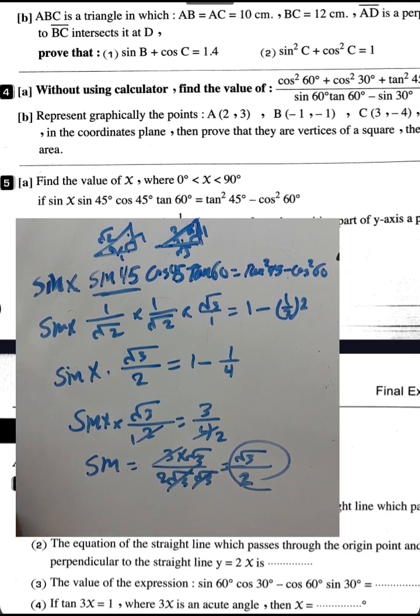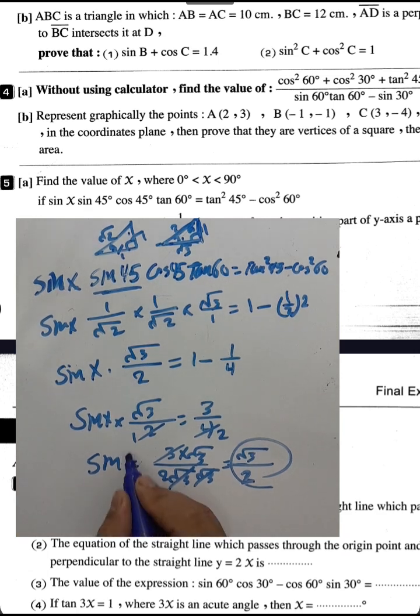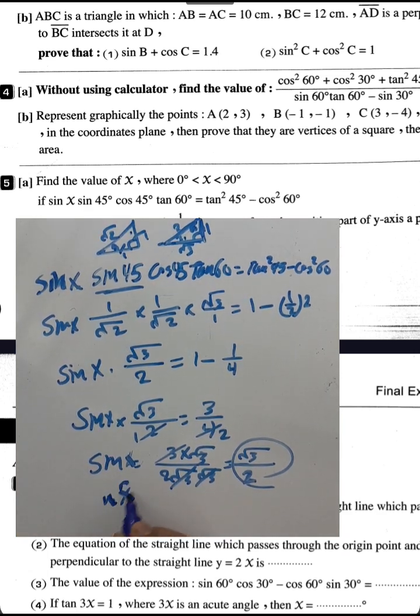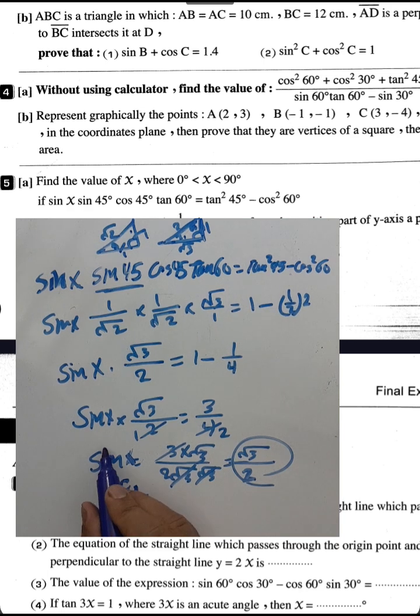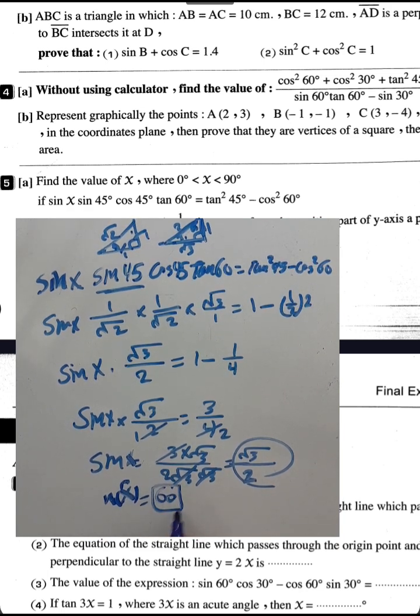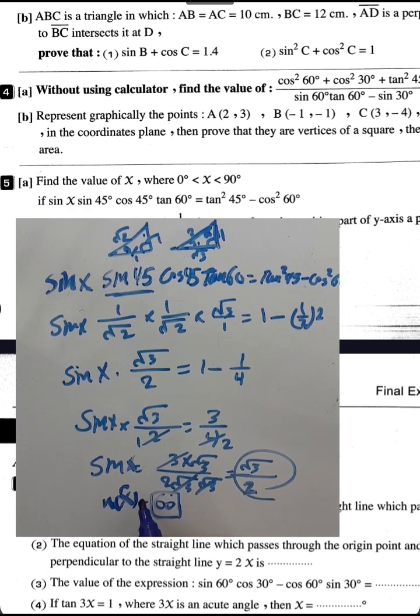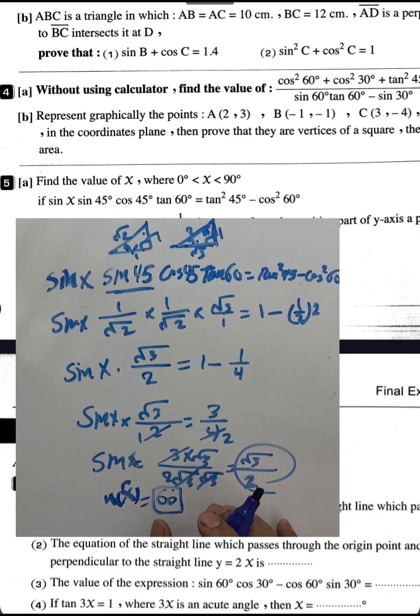If you want to find the value of x, then the measure of angle x will be what? Sine 60 equals root 3 over 2, then x equals 60 degrees. Or you can use a calculator: shift sine root 3 over 2.